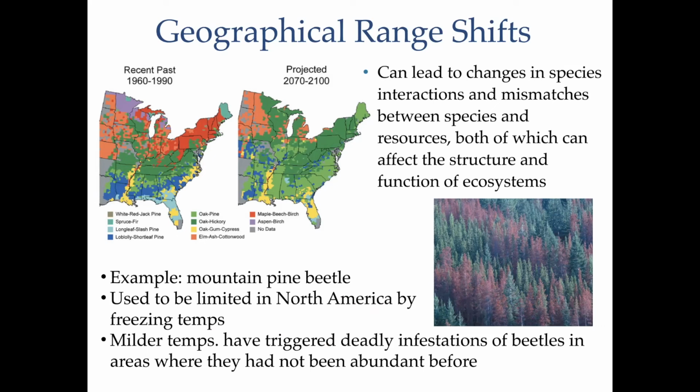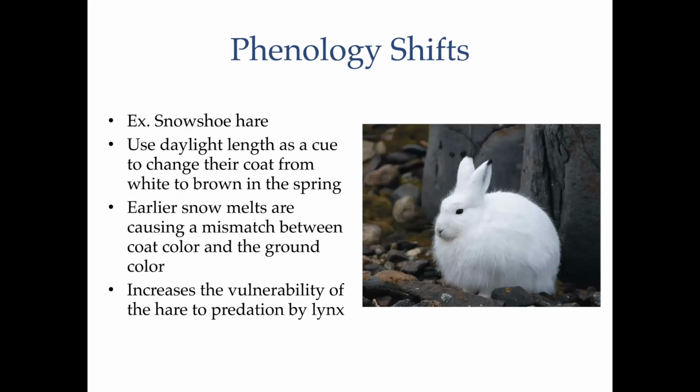And as a consequence, because we know that species interact with each other and that they are all linked together in a web, we can expect a cascade effect, and all those interactions are going to be mismatched, and we are going to have a lot of problems with that.